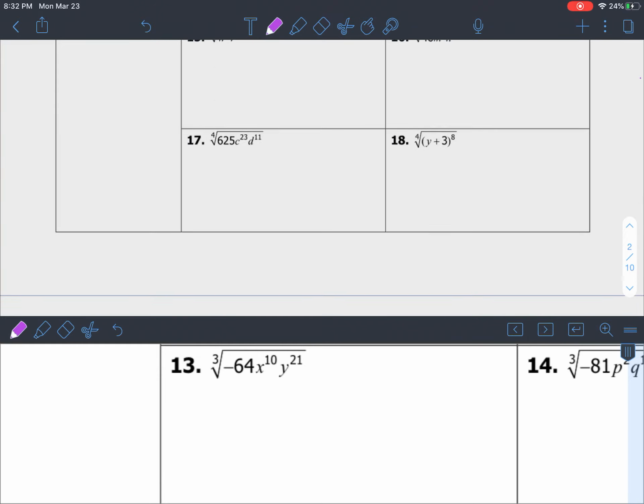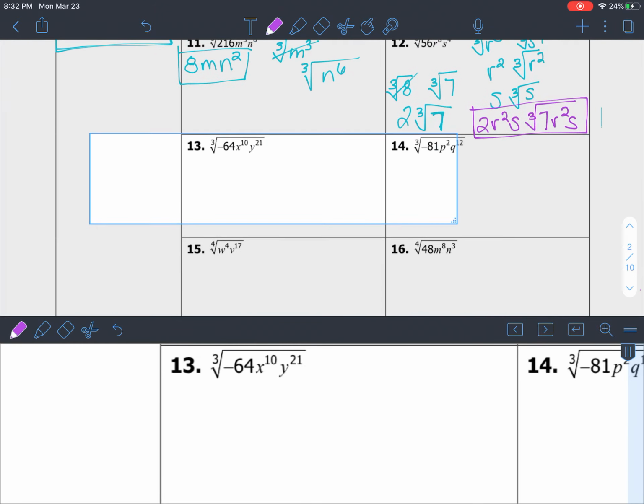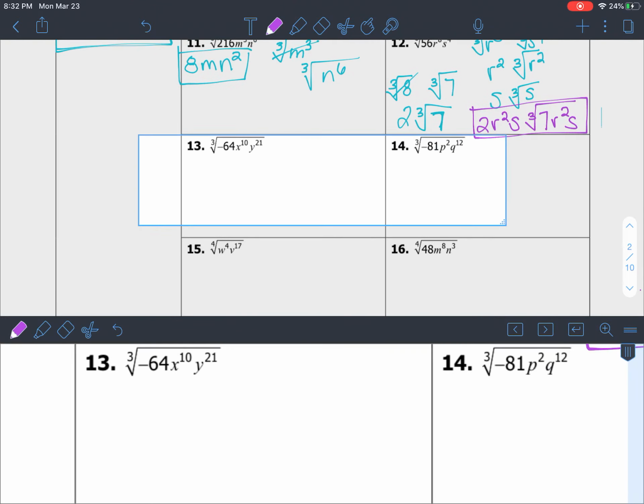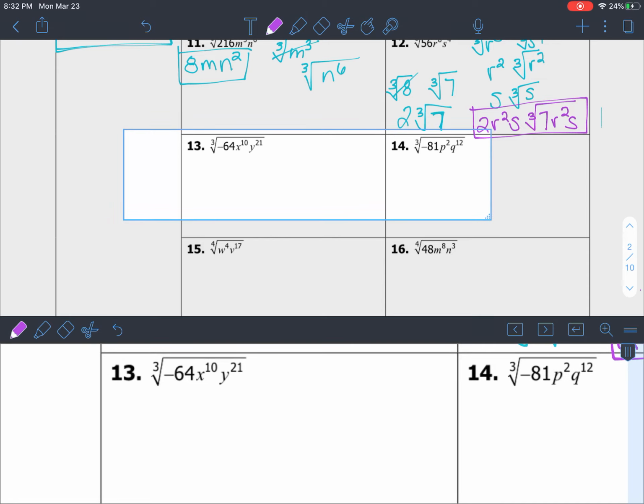Okay. Let's do another couple. I think I'm going to do these last 6 with you, and then I'm going to let you go on your own and see what you can do with the rest of them. So again, we always start with our numbers. So negative 64, we need to think about what is the cubic root of negative 64. And this just happens to be a perfect cube. So it's negative 4 for our number there.